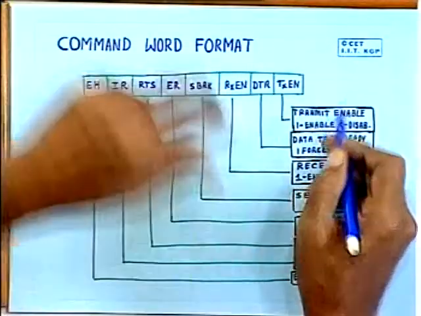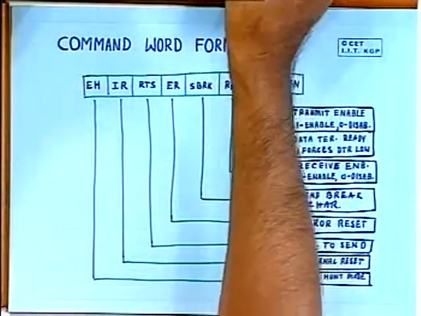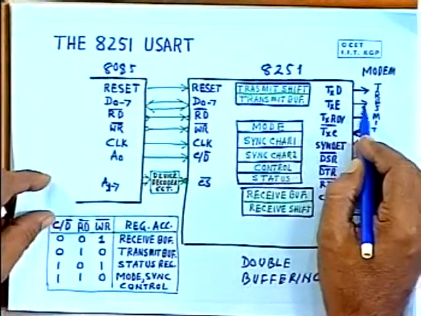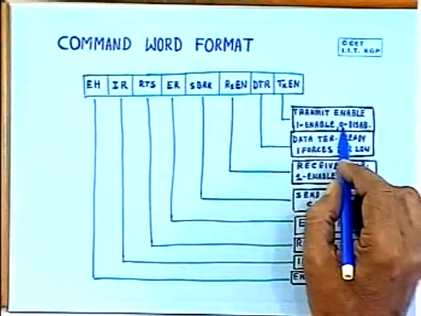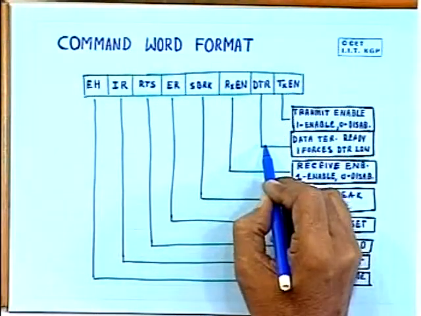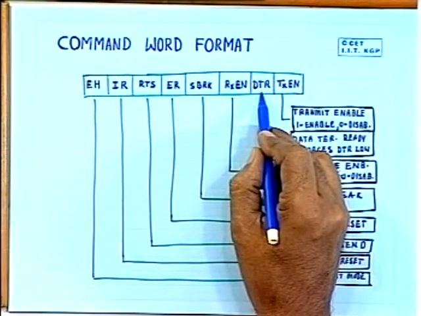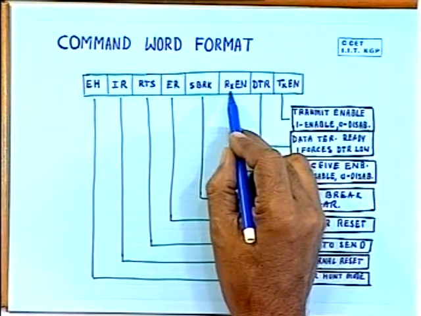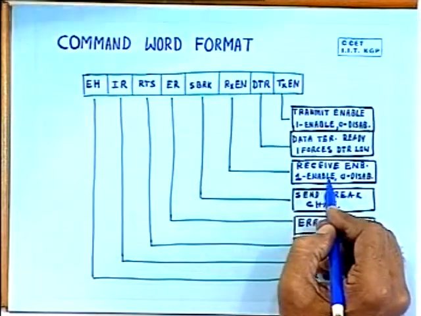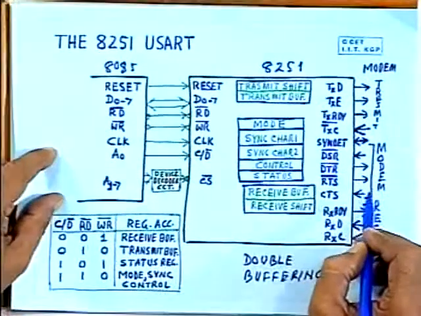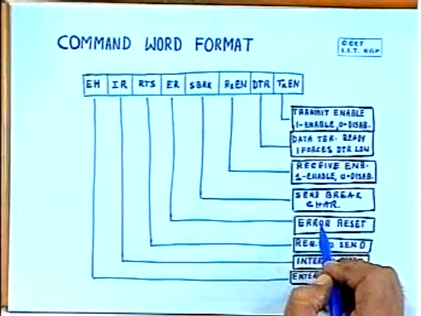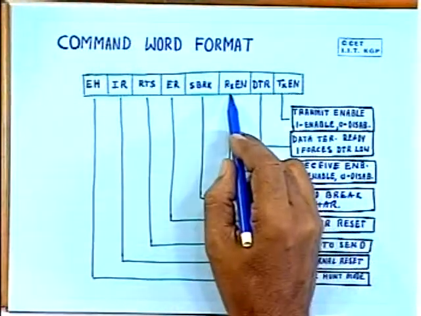This bit, the least significant bit, is used to enable the transmitter. The TXEN line is there, and with the help of this, the transmission can be enabled, and this is decided by this bit. Then DTR: whenever you make it 0, the data terminal ready bit will become 1, and this RXEN will enable the receive enable bit. There is a receive enable bit, and you can receive the data whenever you enable this.